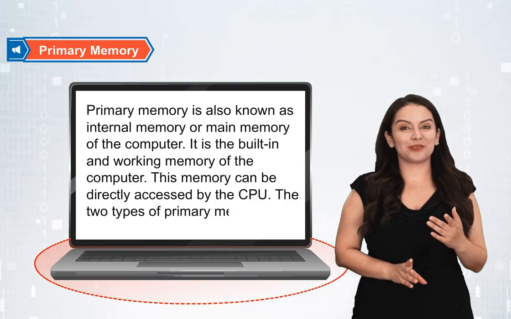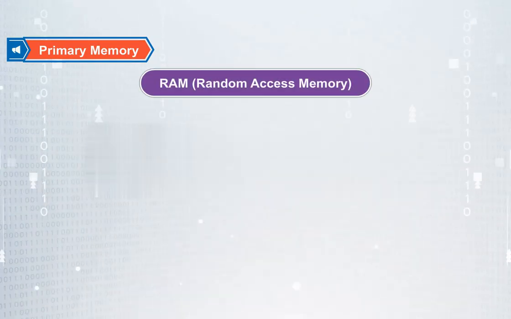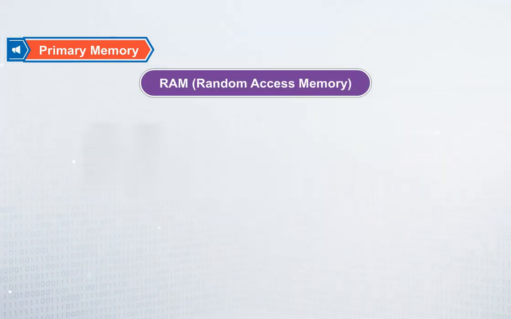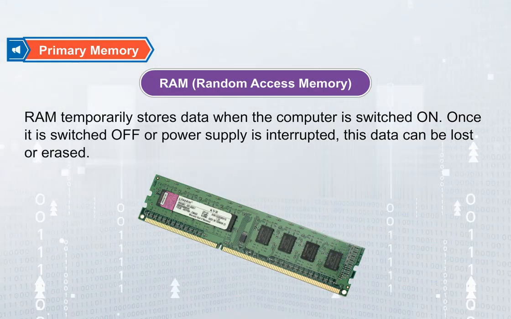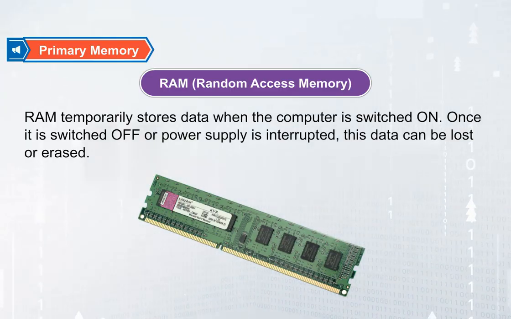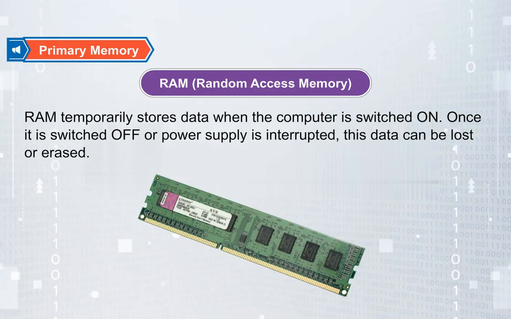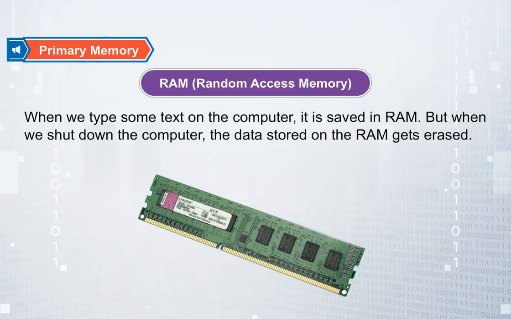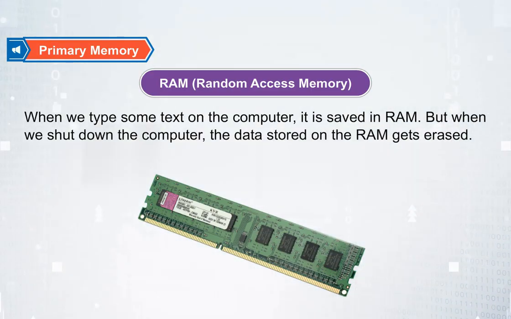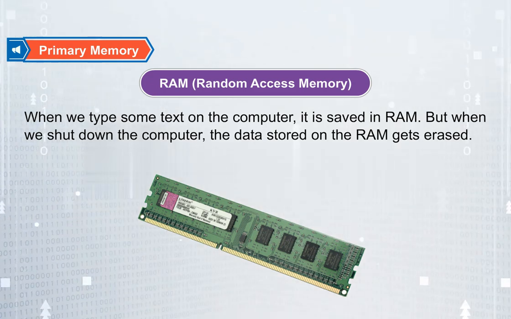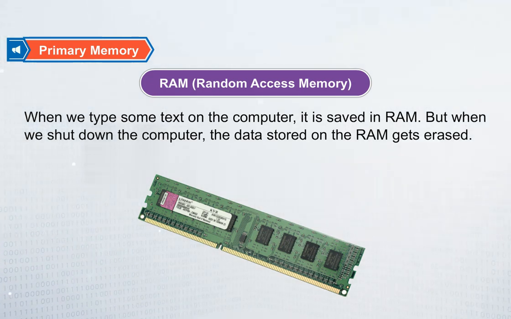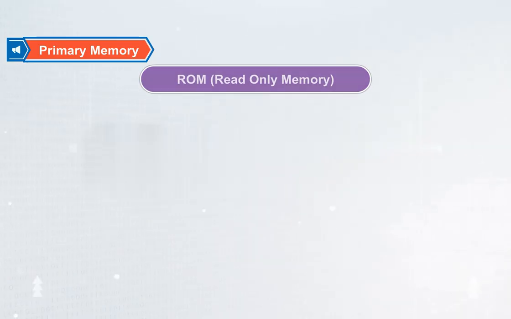The two types of primary memory are RAM, random access memory. RAM temporarily stores data when the computer is switched on. Once it is switched off or power supply is interrupted, this data can be lost or erased. When we type some text on the computer, it is saved in RAM. But when we shut down the computer, the data stored on the RAM gets erased.